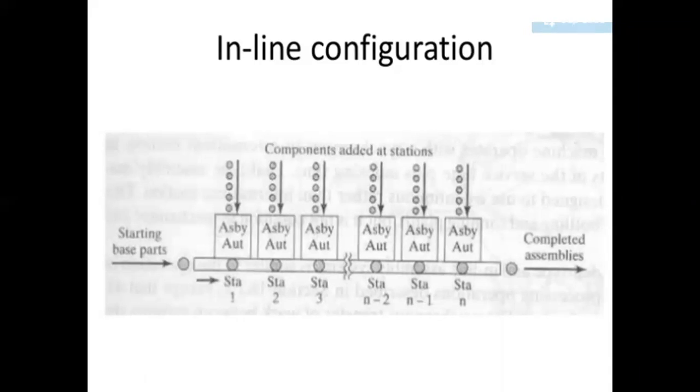As we have already discussed in production automated or production lines, this is an inline configuration, in which materials or components enter at the entry and move along the line in a straight line manner to get assembled, and the final product comes out at the end of this line. So this is called an inline configuration.